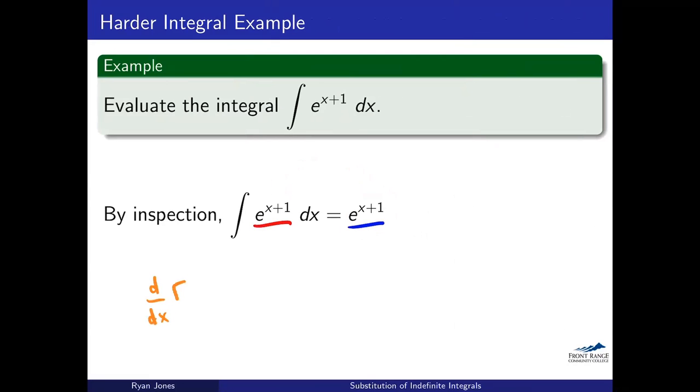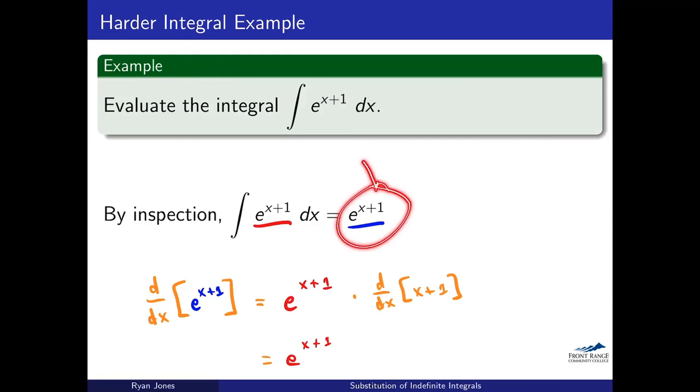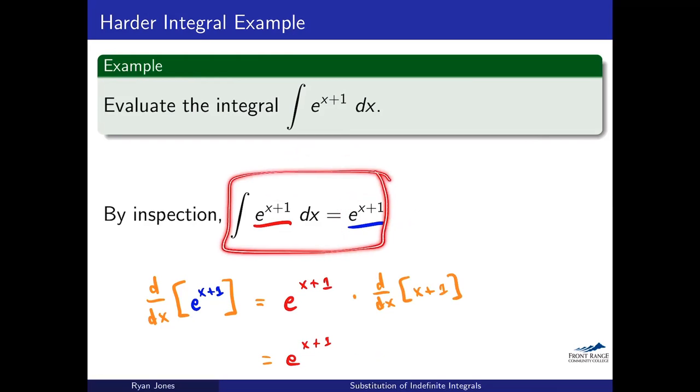I'll try and match my colors up appropriately. If I were to take a derivative of the blue e to the x plus 1, I'm definitely going to get this red e to the x plus 1. I get the same thing. I copy it down. But I also have to do the chain rule, which says I multiply by the derivative of x plus 1. What we notice is that the derivative of x plus 1 is just 1. I could write a multiplied by 1 there, but we don't really need to. It's just 1. And so as you see, the derivative of this blue e to the x plus 1 is the red e to the x plus 1. So this works. This integral, we know the answer to it.